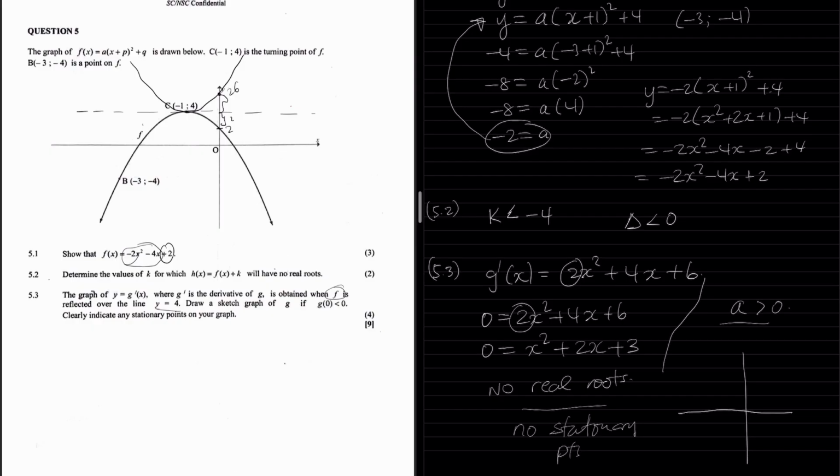And then they tell us that g of 0 is less than 0. And that basically means that the y-intercept is negative. So all we need to do is copy the same shape, but it needs to cut the y-axis at a negative point. And so that's basically the shape.